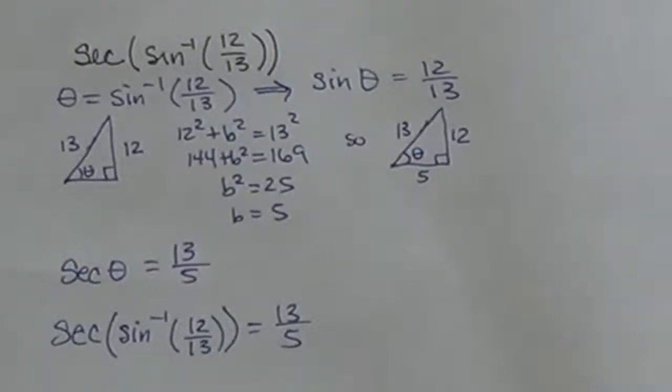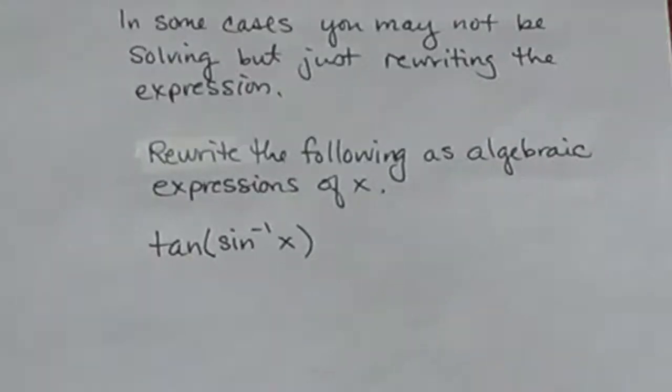Now in some cases you may not be solving, but just rewriting the expression. Okay, and the idea there is going to be the same. I'm going to use the triangles to figure out the relationship between the two expressions, the trigonometric and the inverse trigonometric, and then use that relationship to find the value. Okay, so here let's rewrite the following as algebraic expressions of x.